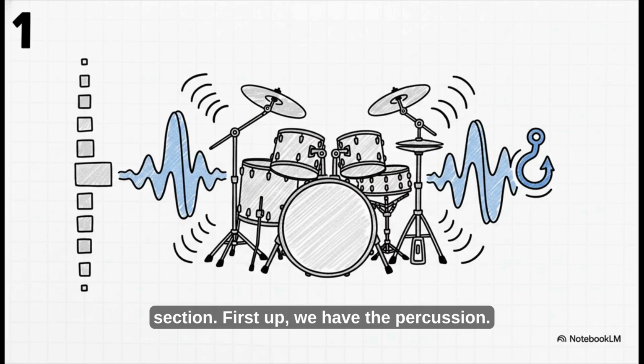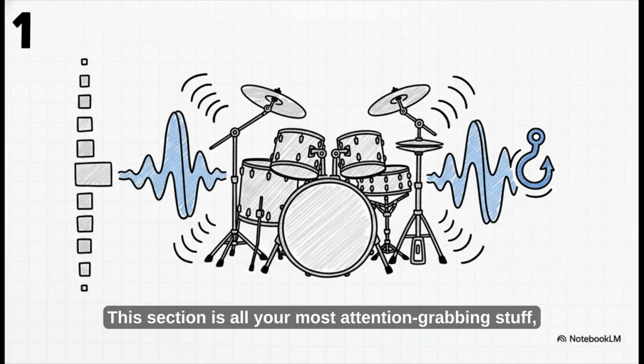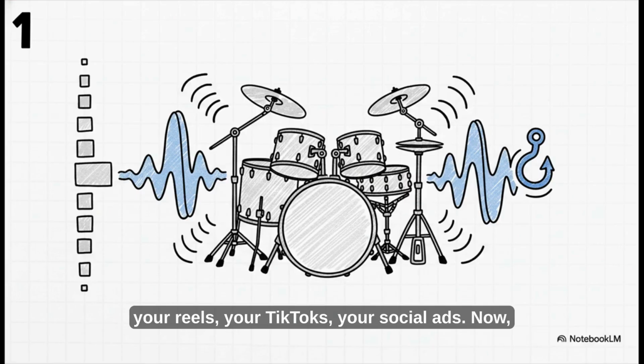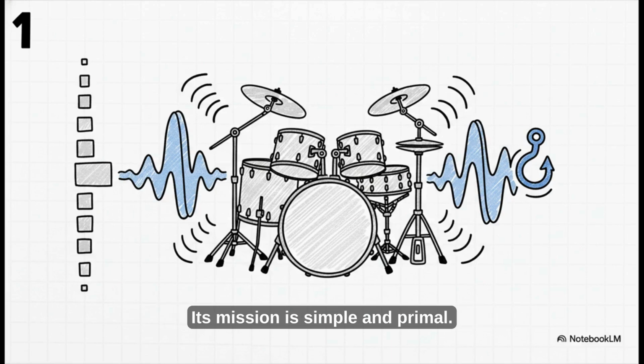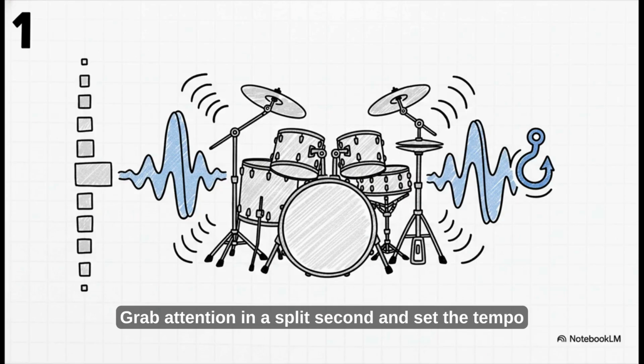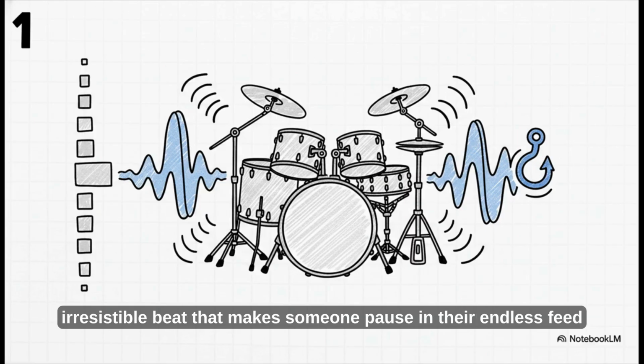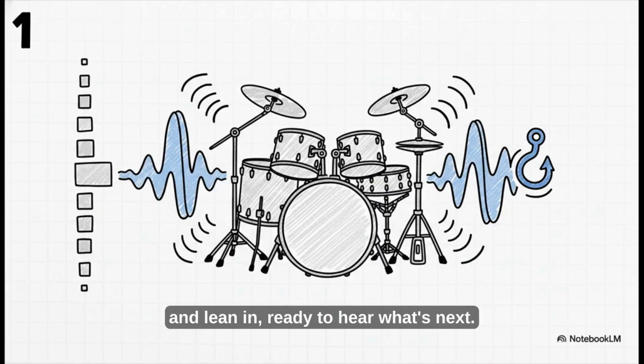First up, we have the percussion. This section is all your most attention-grabbing stuff, your short-form videos, your reels, your TikToks, your social ads. Now, the job of the percussion section is not to tell the whole story. That is so important to understand. Its mission is simple and primal. Provide the pulse, stop the scroll, grab attention in a split second, and set the tempo for everything else. It's that sharp, irresistible beat that makes someone pause in their endless feed and lean in, ready to hear what's next.